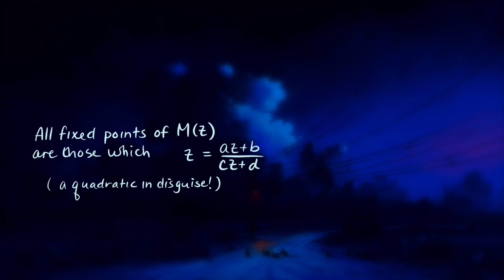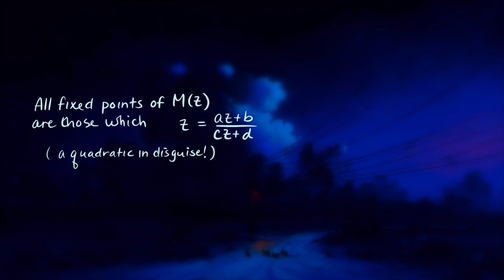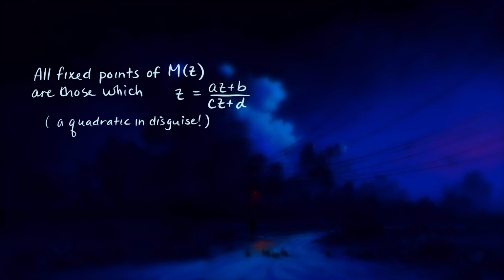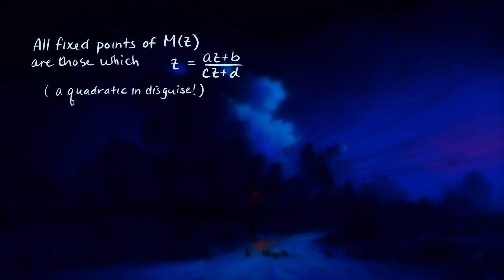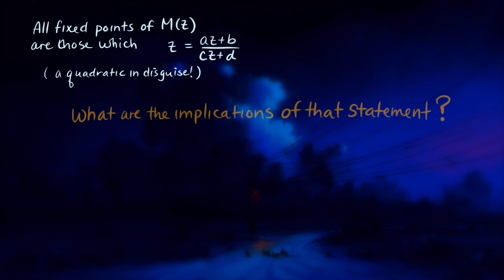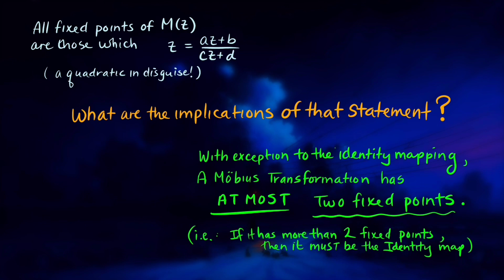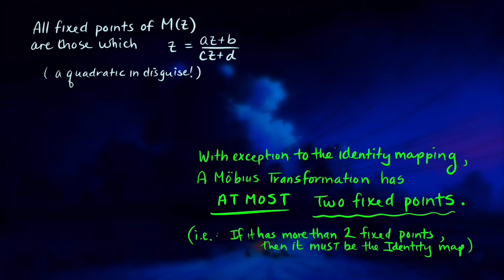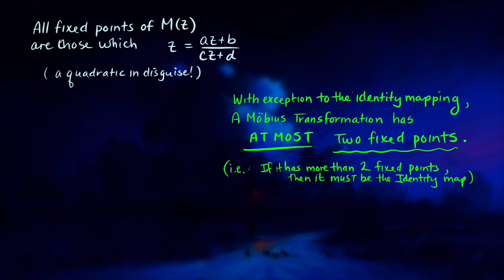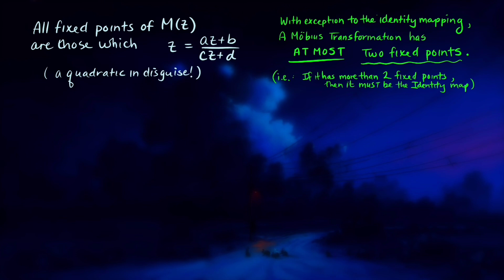A quadratic equation. Now, you might recall something about the roots of a quadratic equation and how many roots it has. And so, when it comes to the fixed points of a Mobius transformation, what are the implications of the statement that the equation that we would have to solve to find such fixed points is a quadratic? Well, with the exception of the identity mapping, a Mobius transformation has at most 2 fixed points. That is, if we find that a Mobius transformation has more than 2 fixed points, then it must be the identity mapping.